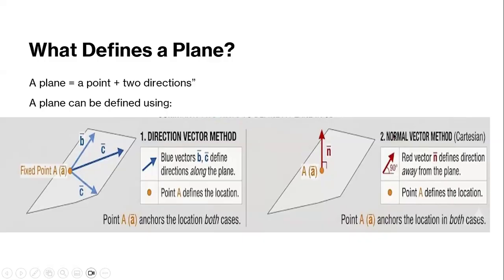Now, if you look over here at the normal vector method, the red vector N defines the direction away from the plane, and point A defines the location. So point A anchors the location in both cases. When we move forward, you would understand more what we're talking about.